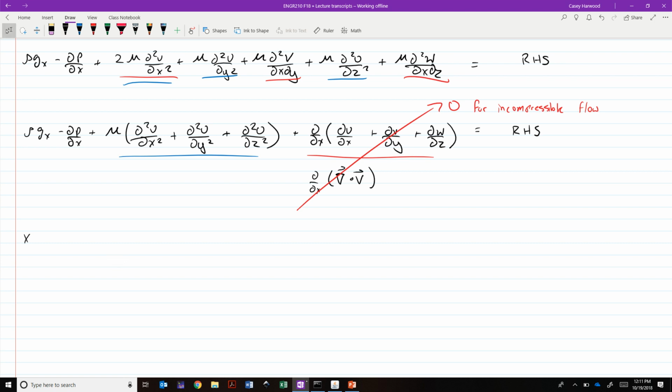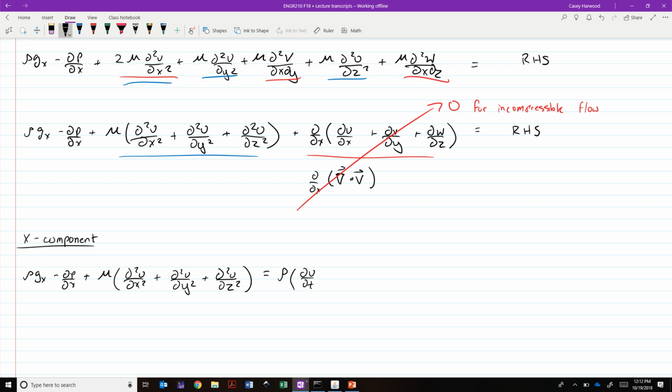the Navier-Stokes equation. So the x component written: rho g_x minus dp/dx plus mu times (d squared u/dx squared plus d squared u/dy squared plus d squared u/dz squared) is equal to, and now the right-hand side we would say is rho times (du/dt plus u du/dx plus v du/dy plus w du/dz).